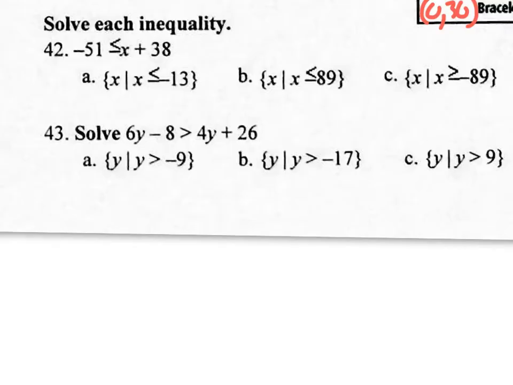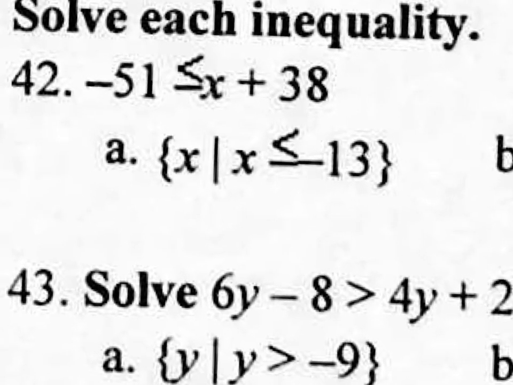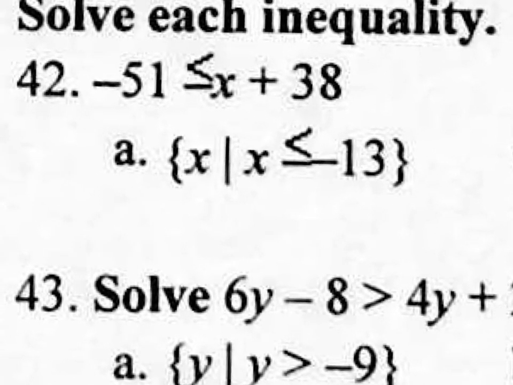42 and 43. So 42, we're going to solve this inequality. And the x is on the right side, so I'm going to subtract 38. It's going to cancel out. Subtract 38. And with the calculator, 38, negative 38, minus 51. Let me start that over.